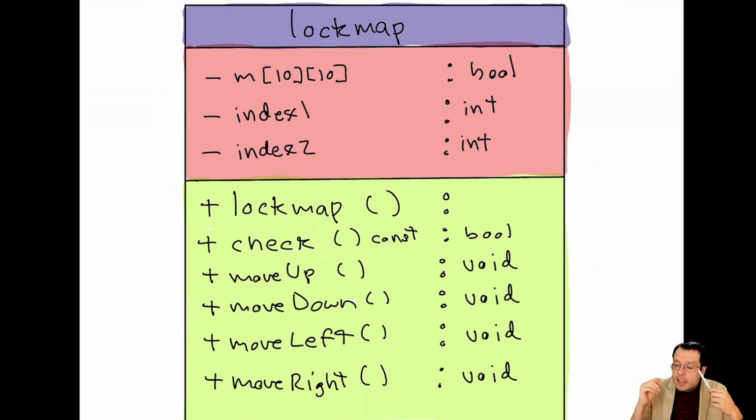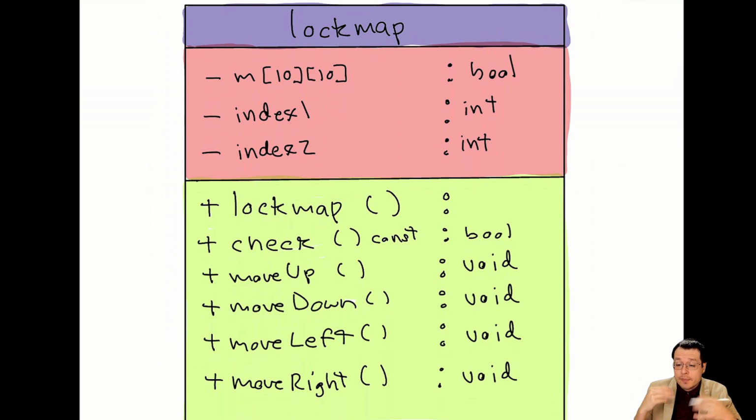And so you've got a couple of functions for that, which I've kind of gone over: the move up, down, left, and right. The check function does not take any parameters because all it's going to do is look at the current spot in index 1 and 2 and see if that is actually the correct spot in the vault. If it is, it will return true. If it's not, it will return false.